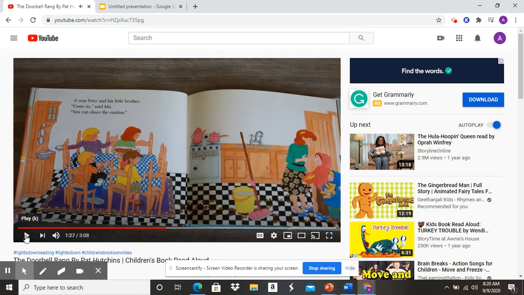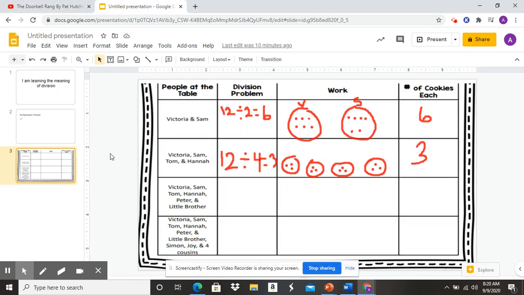Okay, let's count and see how many children are there in this picture that are going to have to share the cookies. So we have 1, 2, 3, 4, 5, 6. So now they have 6 children sharing 12 cookies. So let's go back to our graphic organizer and do that one, okay? So I have 12 cookies and I'm dividing it by 6 because I'm sharing it with 6 people. So how many groups do you think I'm going to draw here? 6. That's right. I'm going to draw 6 groups.